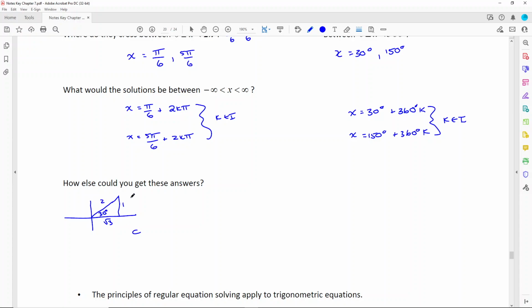And then CAST, my answer would be positive in the first quadrant and the second quadrant. And so I would say 30 degrees and 180 minus 30 degrees. And so I'd get the two answers of 30 degrees and 150 degrees, or I would get the two answers pi by 6 and 5 pi by 6. All right, so we are no longer going to graph the graphs. We are going to be looking at our special triangles to be able to solve these trig equations.